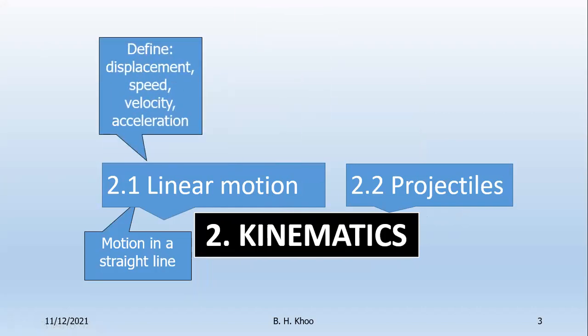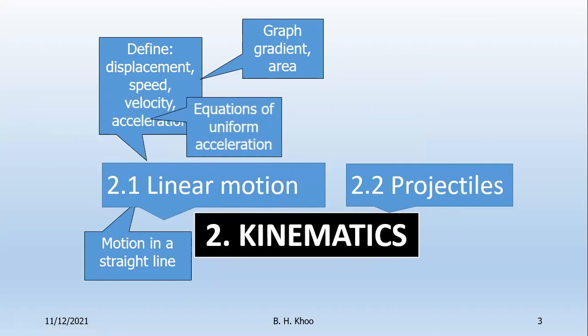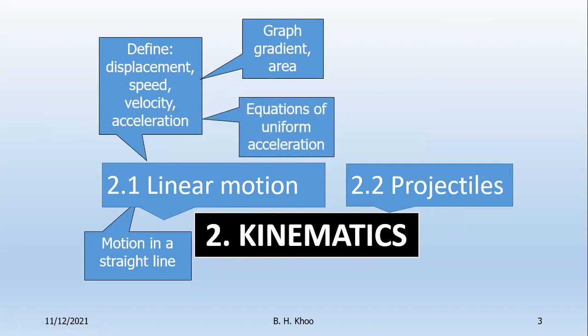Right? So we will define speed, displacement, velocity, acceleration, graph of gradient, how to interpret the graph from the gradient and the area under the graph. And we will go to equations of uniform acceleration. After that, we look at projectile. We will look at the case where there is no air resistance and look at the effect of air resistance.